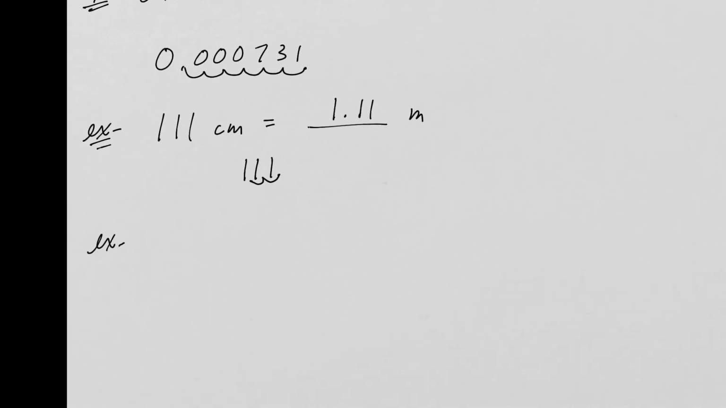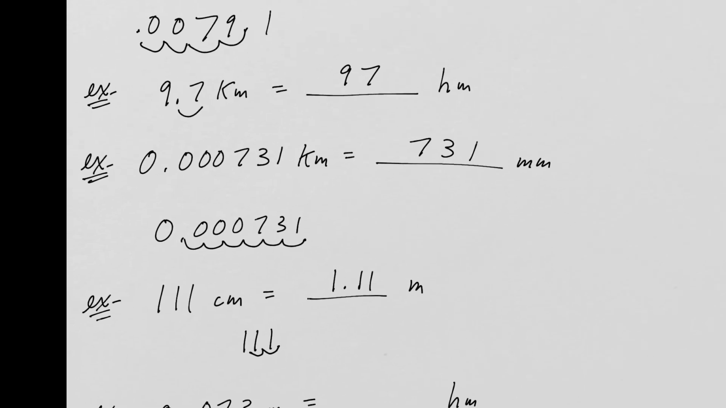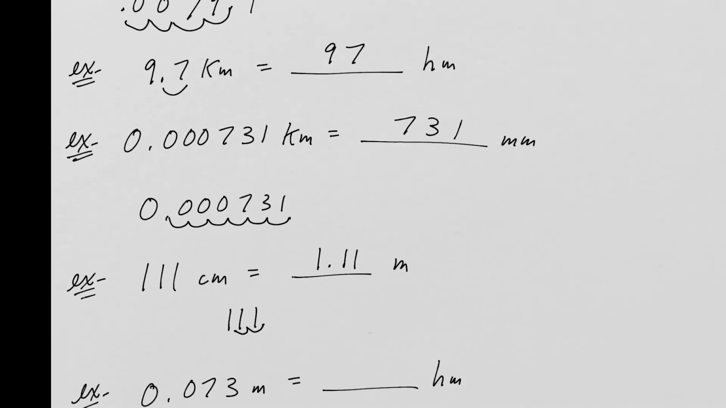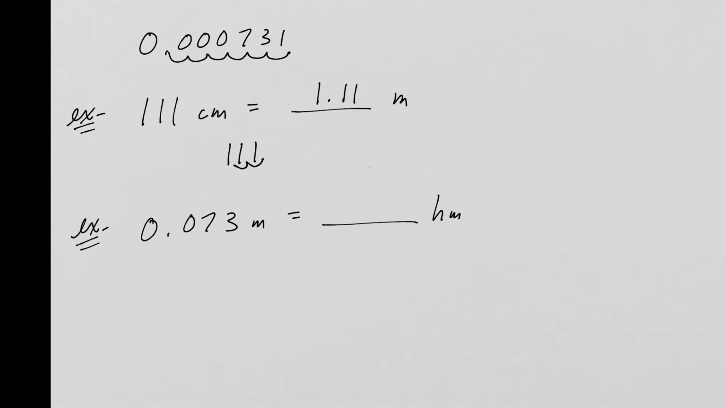I'll do one more. Let's say I want to convert 0.073 meters to hectometers. So I start at meters. How do I get to hectometers? I need to go 1, 2 to the left. So 1, 2, I need another 0 here. So this is going to be 0.00073 hectometers.